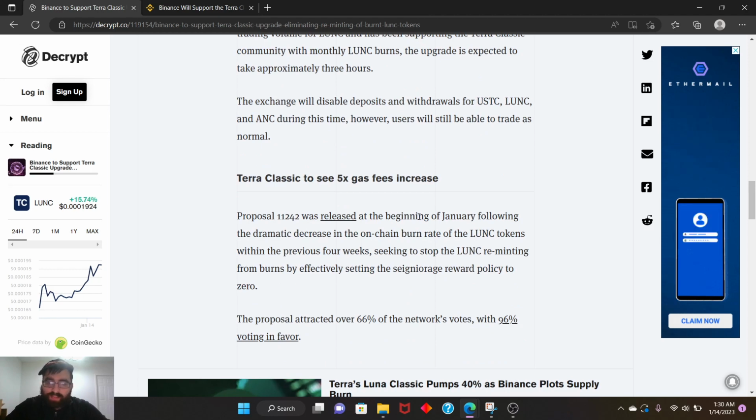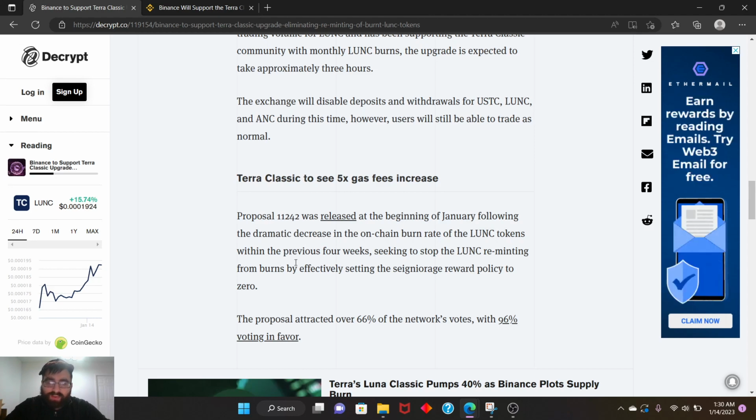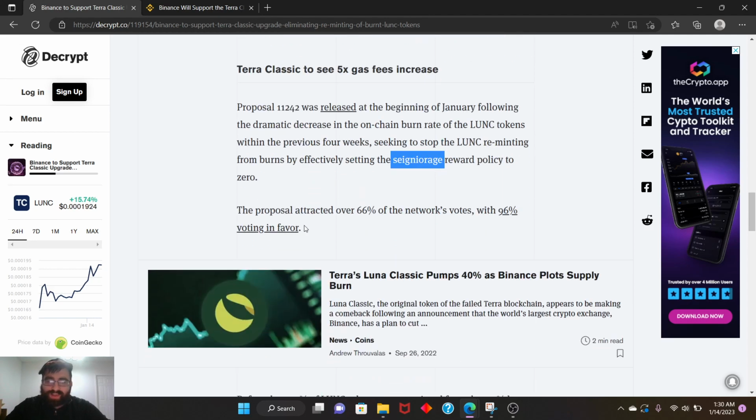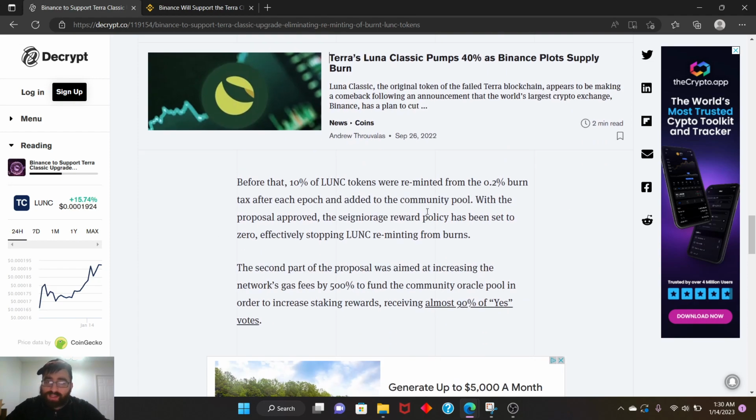The proposal was released at the beginning of January following the dramatic decrease in the on-chain burn rate of Luna Classic tokens within the previous 4 weeks, seeking to stop Luna Classic reminting from burns by effectively setting the reward policy to zero. What is that even a word? Reward policy. The proposal attracted over 66% of net worth votes, with 96% voting in favor. Holy moly, that's a lot of people.